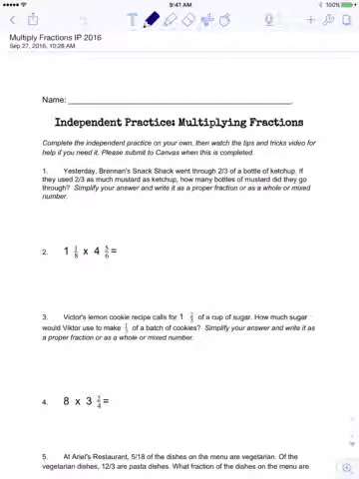All right, we are going to go over some multiplying fractions, and I am going to start with number 3. Victor's lemon cookie recipe calls for 1 and 2/5 cup of sugar. How much sugar would Victor use to make 1/3 of a batch of cookies? Simplify your answer and write it as a proper fraction or as a whole or mixed number.